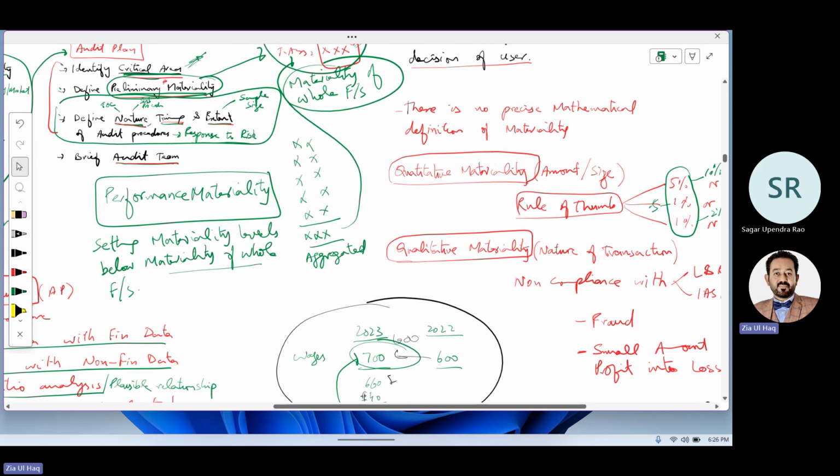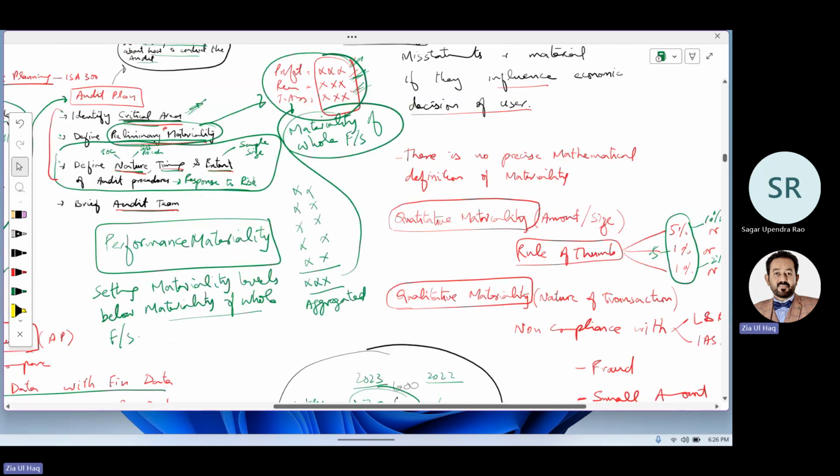This is called performance materiality, means setting materiality level below materiality of whole financial statements. What was materiality of whole financial statements? These preliminary materiality. Now, if we are changing them, reducing them, means setting materiality below the preliminary, this is called performance materiality. Is that fine? Okay.